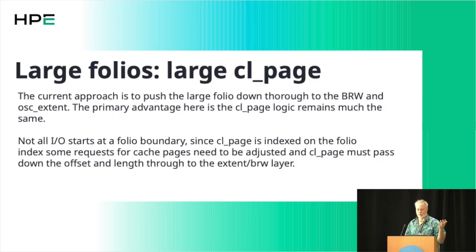So now we take the folio and we push it all the way down to the BRW, and so we have a few issues. Not all I/O starts at folio boundaries. Sometimes we have to track that our write is one page in or 2 pages in on a large folio. Sometimes they don't cover the whole folio. So most of those things are normal, but a few of them cause us some issues.